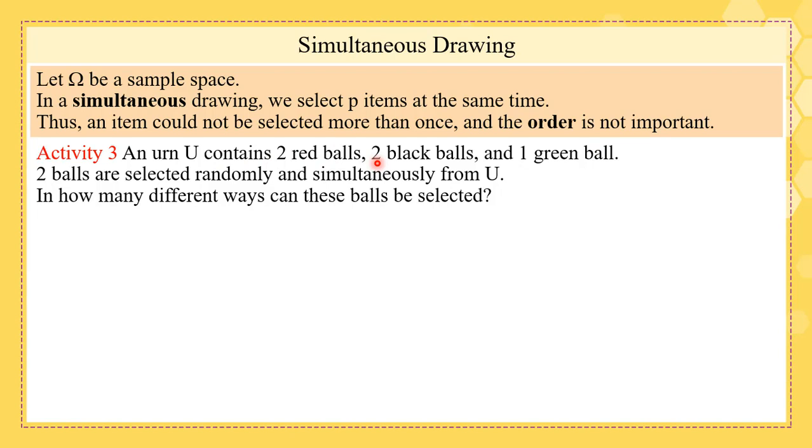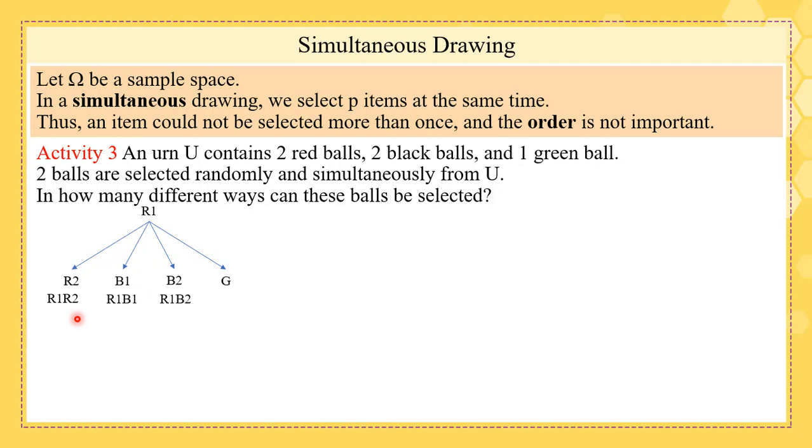An urn contains 2 red balls, 2 black balls, and 1 green ball. 2 balls are selected randomly and simultaneously from it. So we have 5 balls and we need to choose 2 balls simultaneously. In how many different ways can these balls be selected? Well, if the first ball is R1, the second ball could be R2, B1, B2, or G. You see here we don't have repetition.